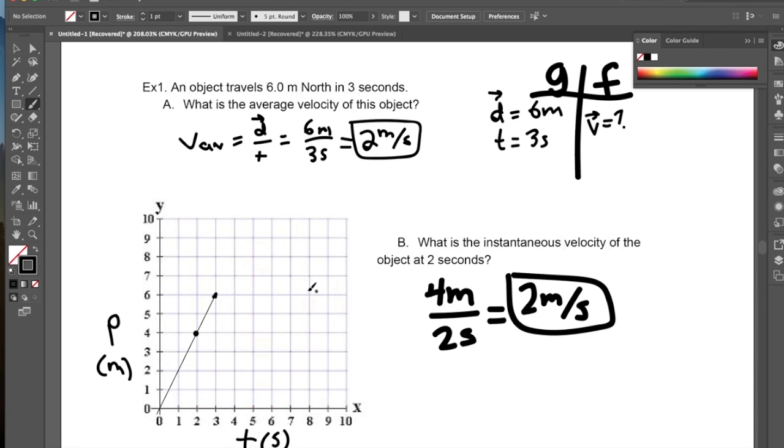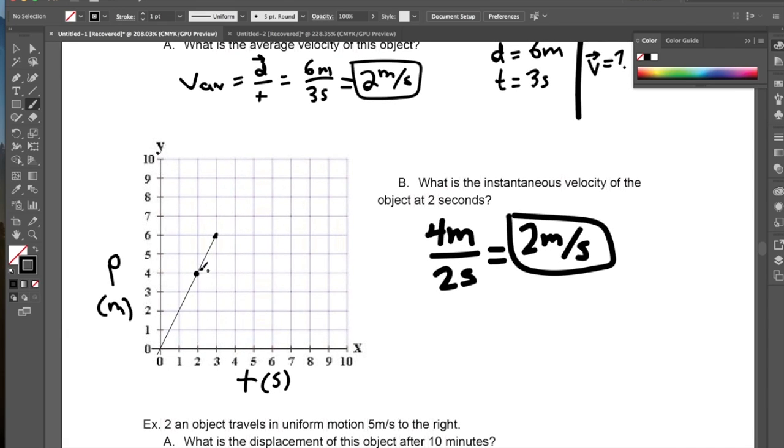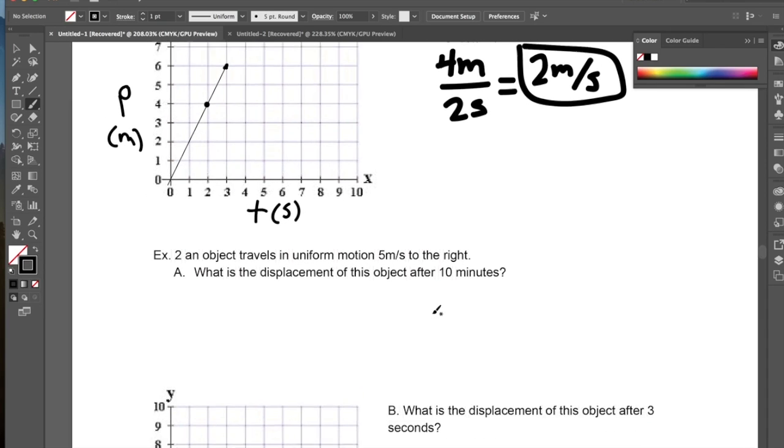Which is the same as above, and will be the same as any slope on this graph, or any 2 points on this graph, because the object is moving in uniform motion. Because the velocity is constant, no matter where you look on this graph, it's always going to be 2 meters per second. So the instantaneous velocity is all you can find at any point on the slope, because if it's constant, it's always going to be the same.